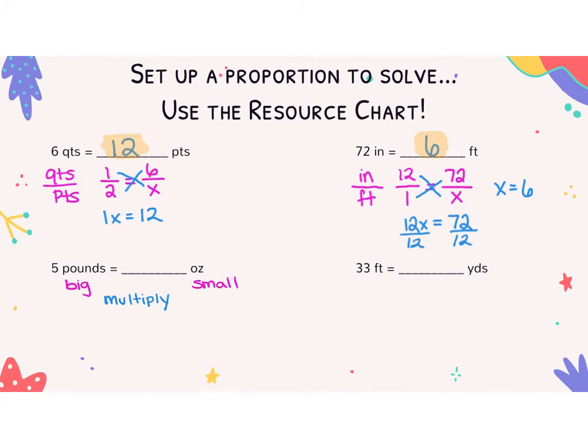In our problem, it says 5 pounds equals how many ounces? So we will multiply the 5 pounds times how many ounces are in a pound. On our STAR resource chart, we see that 16 ounces are in a pound. So we will multiply the 5 pounds times 16 to figure out how many ounces that would be. 5 times 16 is 80. So there are 80 ounces in 5 pounds.